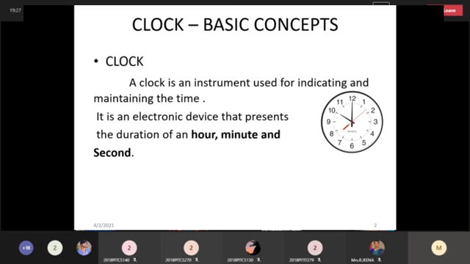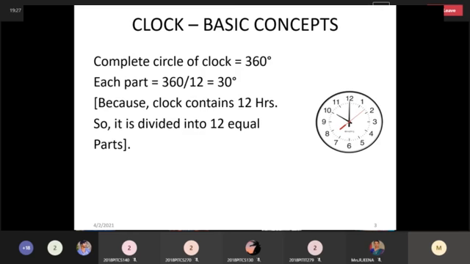So the topic today we are discussing, students, is clocks and puzzles based on that in the GATE exam. What are the questions that can be asked in the problems on clocks and puzzles? So the complete circle of a clock is equal to 360 degree. So each part is equal to 360 divided by 12, which is 30 degree, because a clock contains 12 hours, so this is divided into 12 equal parts.